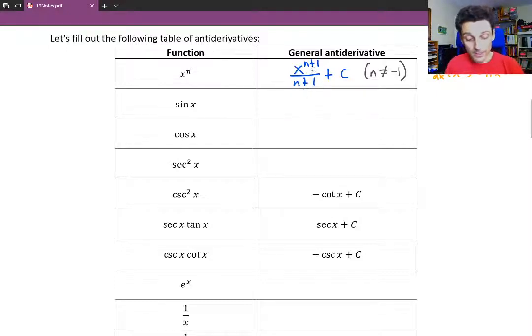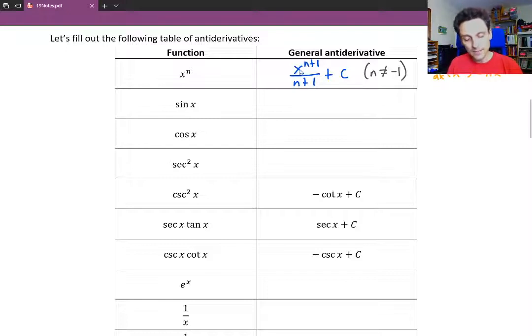And again, we can double check it. We can check to make sure that x to the n plus 1 over n plus 1, if we take the derivative of that, we'll get back to x to the n. Now again, the plus c there is to make the most general antiderivative. The only case where this doesn't work is when n is equal to -1.